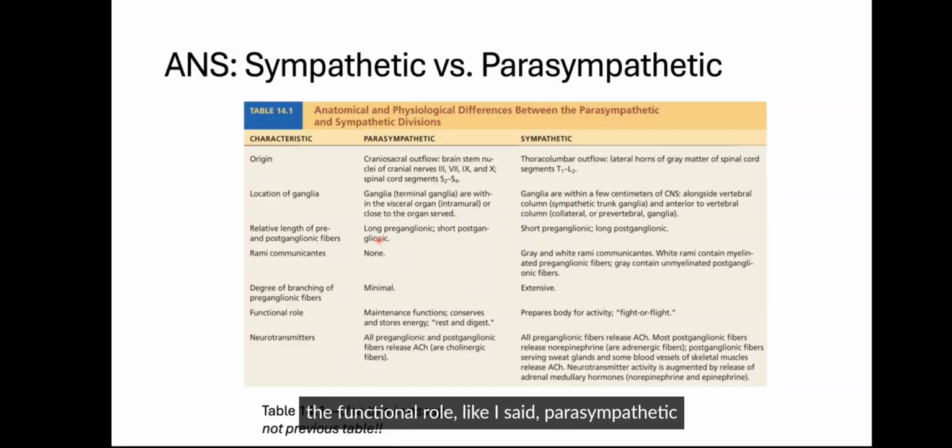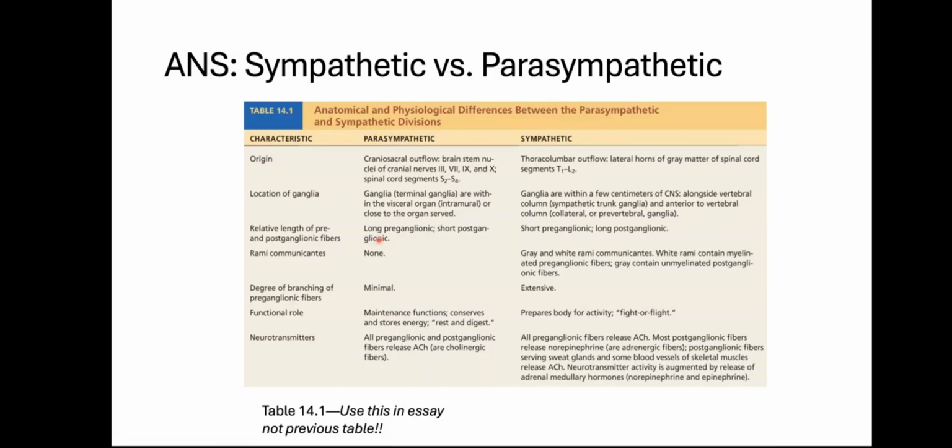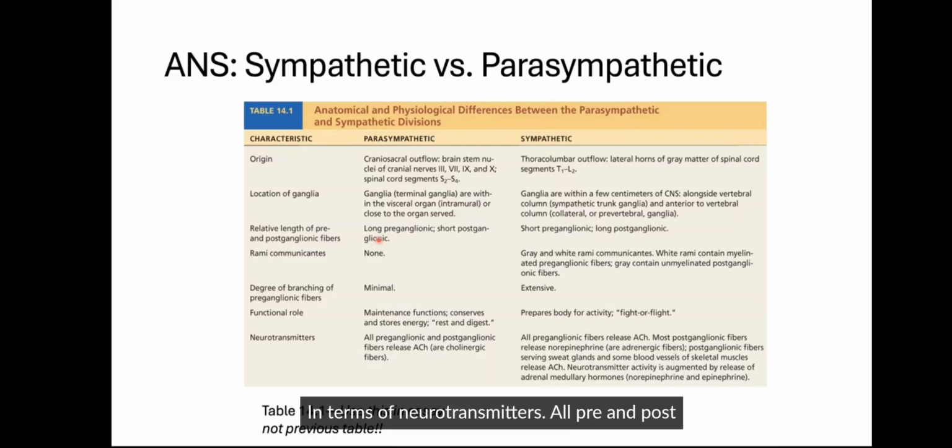So in terms of the functional role, like I said, parasympathetic is rest and digest. Sympathetic is fight or flight, and also, they have responses in the reproductive system, which we'll see in a few minutes. In terms of neurotransmitters, all preganglionic and postganglionic release acetylcholine, right, for parasympathetic, whereas for sympathetic, preganglionic release acetylcholine, but postganglionic release norepinephrine. Now, epinephrine is a hormone because it's secreted directly into blood from the adrenal medulla.